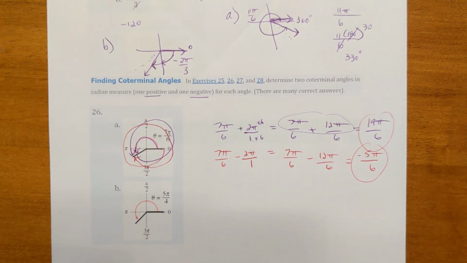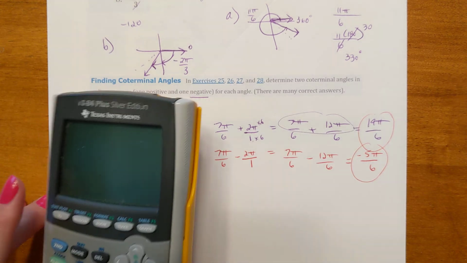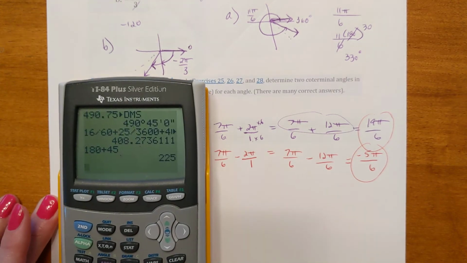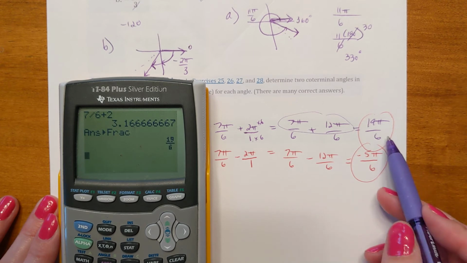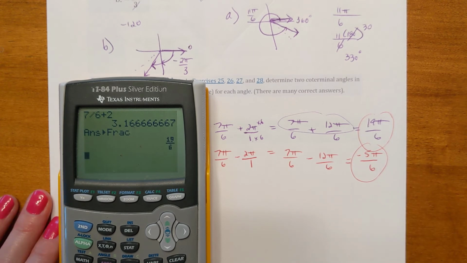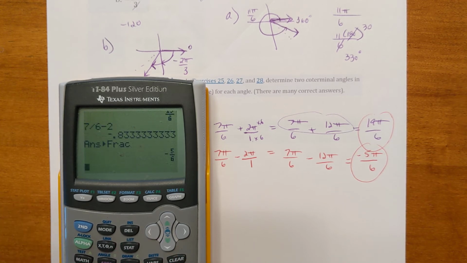And let me show you how you can cheat with your calculator. So on the first one, it was 7 over 6. So just do 7 divided by 6 plus 2. And remember, you hit math, enter, enter, and you get 19 over 6. And the other one was 7 over 6 minus 2. And again, hit math, enter, enter, and you'll get negative 5 over 6 pi.